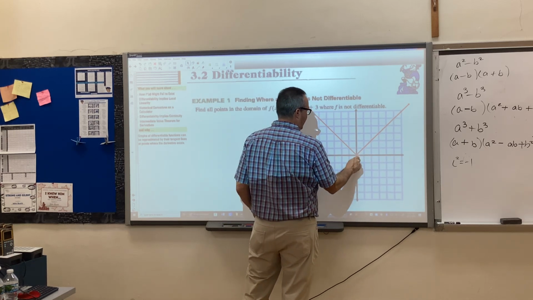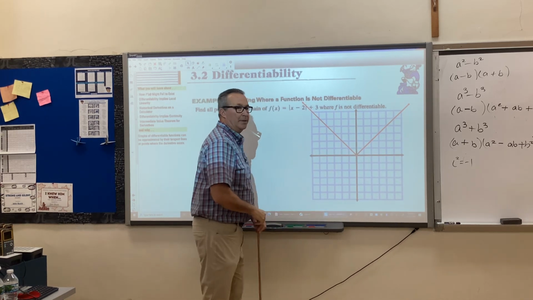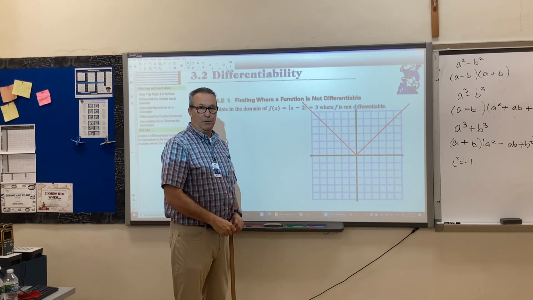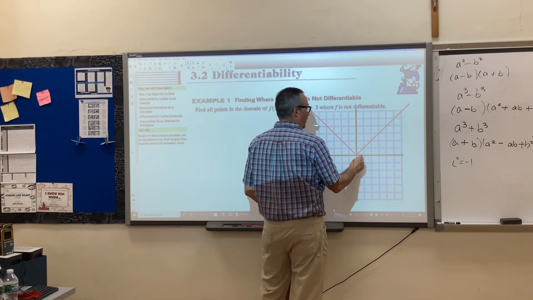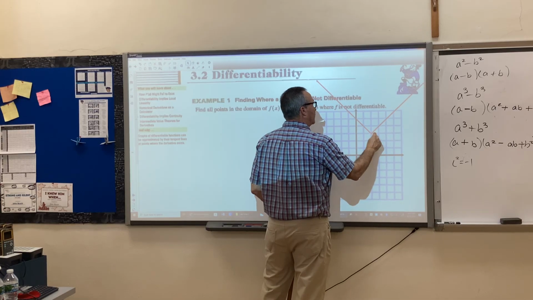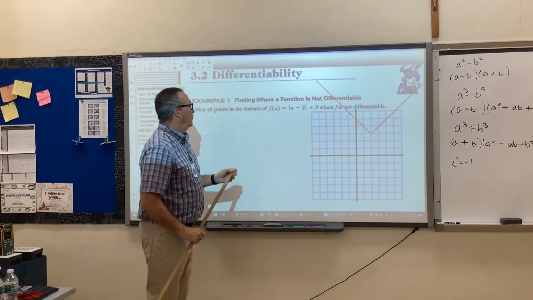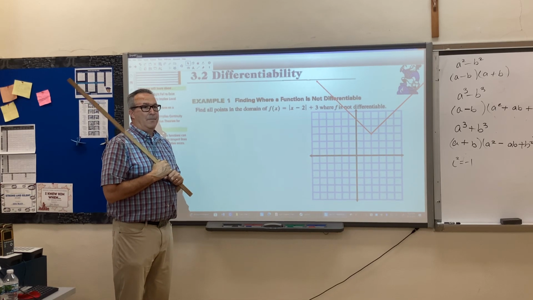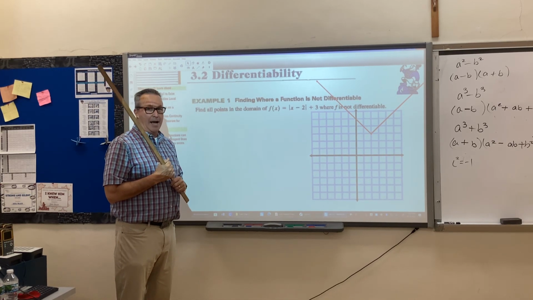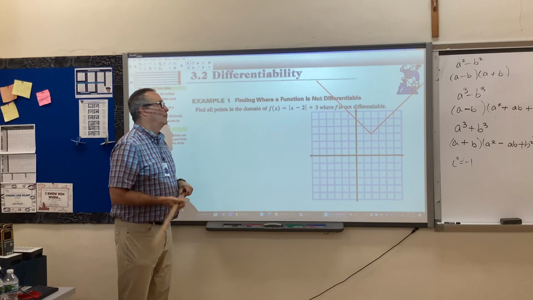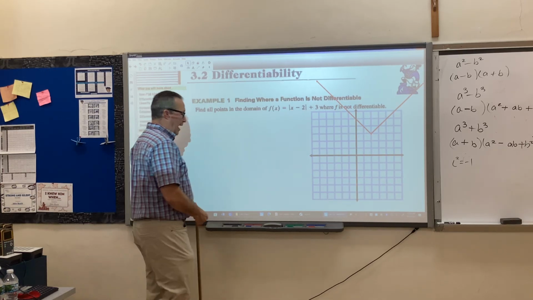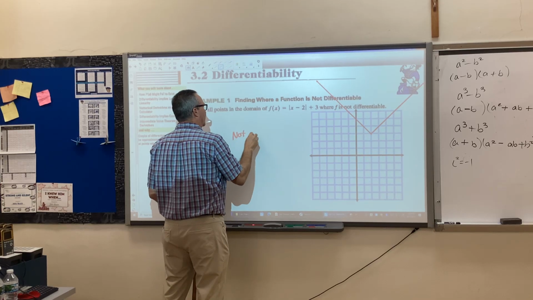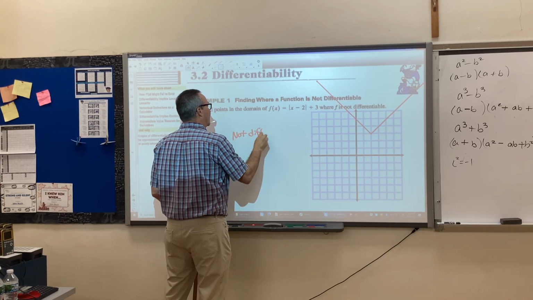How is this function transformed? Right 2, up 3. So where is this function not differentiable? At x equals 2. Not differentiable at x equals 2.